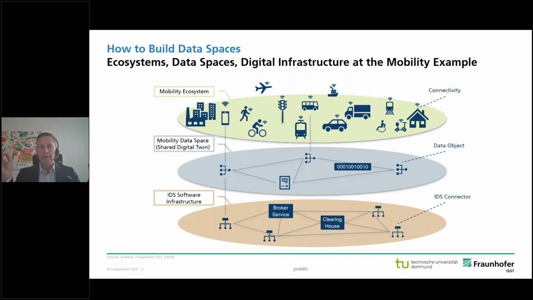However, in order to allow the distributed endpoints, the connectors, to find each other and to be interoperable, we need to have a couple of shared services in the middle, like the broker that we specified in the reference architecture model, like identity providers, but also like clearinghouses to track what's going on with data transactions. So if we talk about establishing or building a data space, it is addressing in particular these three layers.